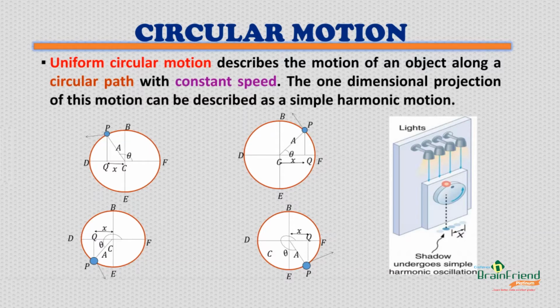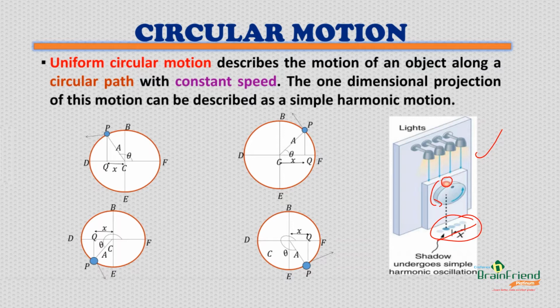A uniform circular motion can be defined as the motion of an object around a circular path with constant speed. The one-dimensional projection of this motion can be described as simple harmonic motion. Now let's consider the motion of a ball attached to a uniformly rotating vertical turntable. This is the ball. If the shadow of this ball is projected on the floor, as shown here, it will be observed that while the ball is moving along the circular path, its shadow performs a simple harmonic motion, that is, moves to and fro along this path.